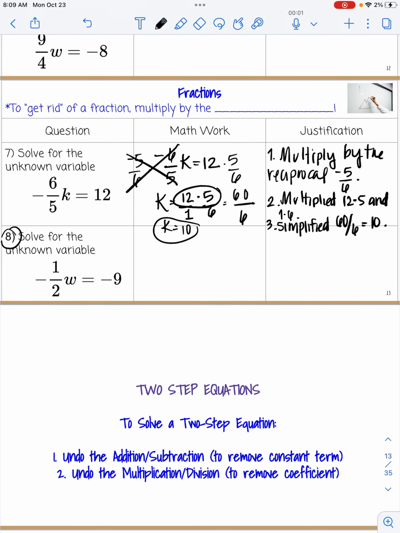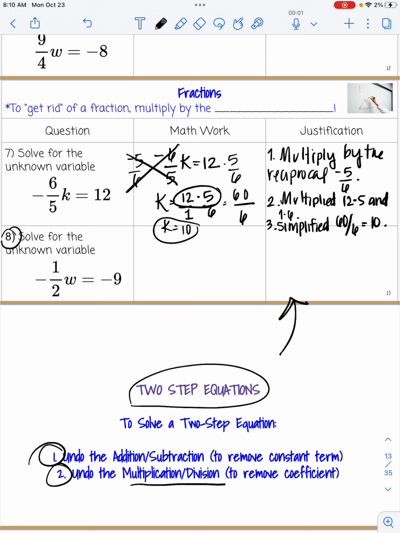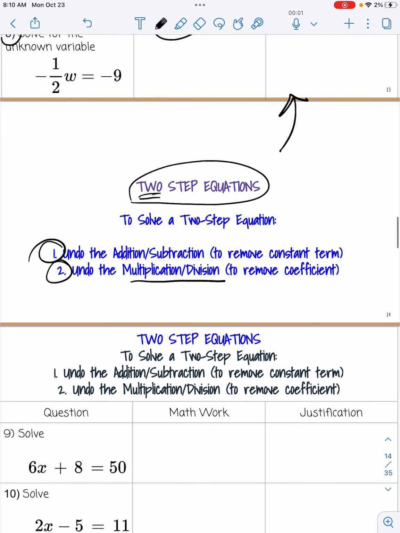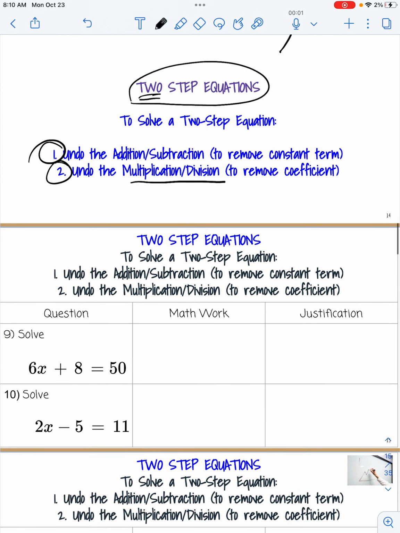And now we can write down the steps to two-step equations. To solve a two-step equation, we first undo the addition and subtraction. That's the first step. And then we undo the multiplication and division. So right here, what we were looking at was one step. Now we're going to be looking at two-step equations. So go ahead and write down the steps before we get started. You can pause the video. And we're going to go ahead and do a few examples.